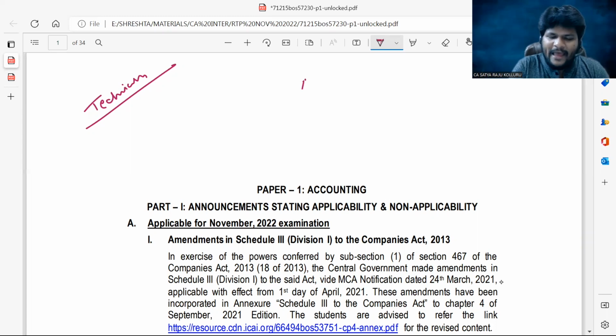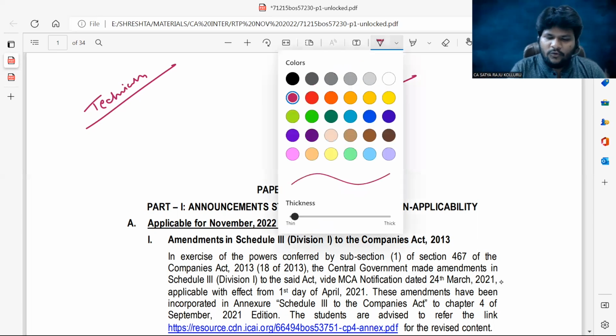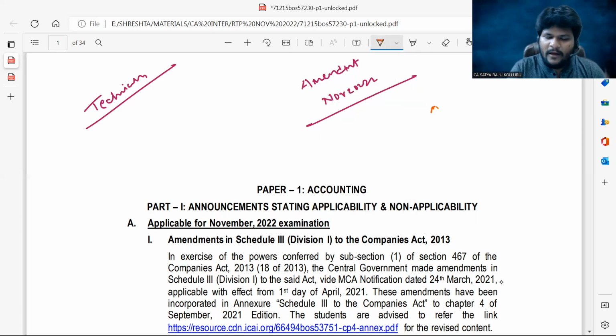Is there any specific amendment applicable with respect to the November 2022 attempt? You know, our paper is P1, which is accounting. There are not many amendments that take place. In fact, there is no amendment at all. The one amendment which was there in the year 2021 was already covered by me in the classroom discussion itself, but still, one more time I'm repeating it here. That is related to the applicability of accounting standards, the applicability of AS.